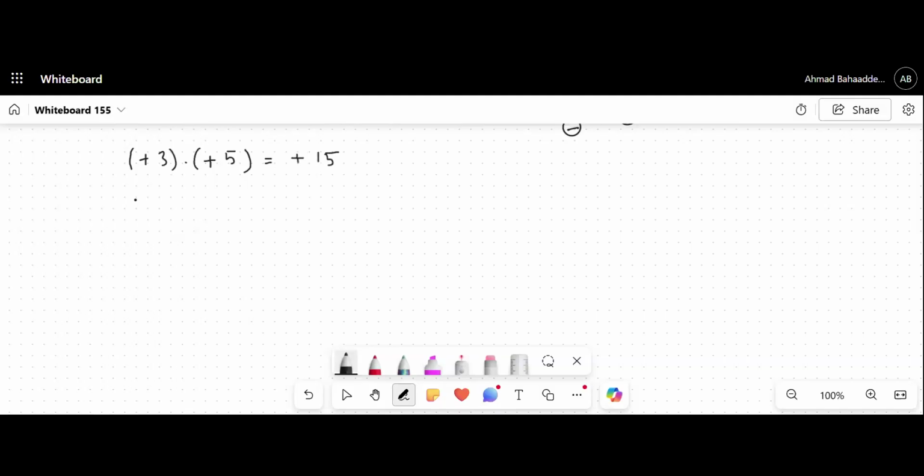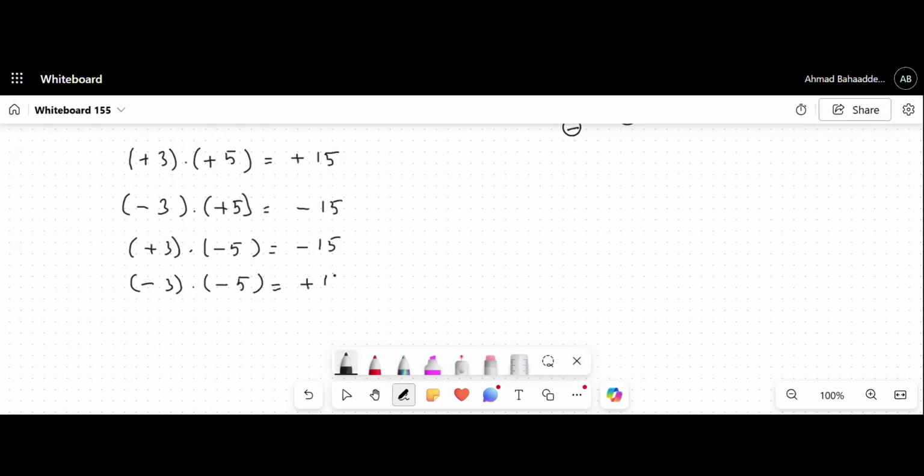You see that? And if I have another example, minus 3 times plus 5, and this is multiplication, the answer is going to be minus 15. If I have plus 3 times minus 5, the answer is minus 15 also. But when I have minus 3 times minus 5, the answer is going to be plus 15. So that's a clear thing.